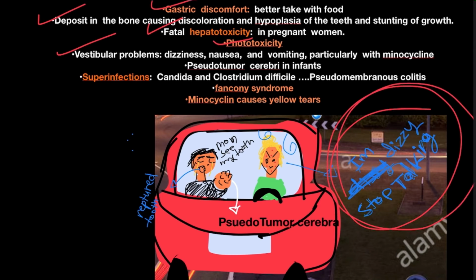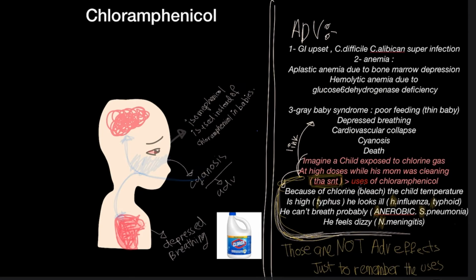said, the mom is so dizzy, and it might cause superinfection, and also Fanconi syndrome might occur if we take tetracycline when it's outdated. And finally, minocycline causes yellow tears. So for chloramphenicol, the most obvious adverse effect is grey baby syndrome.